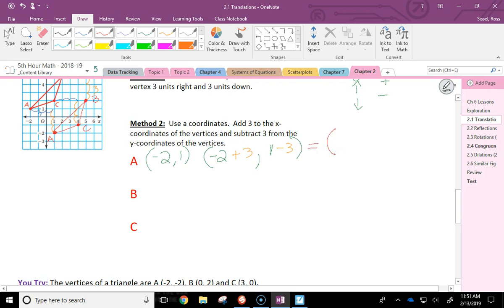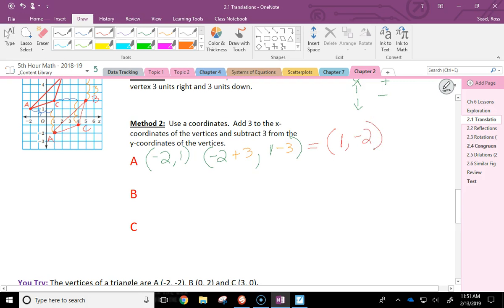Negative 2 plus 3 is 1. So my new x-coordinate should be 1. My y-coordinate was 1, and we subtracted 3. So what's 1 minus 3? Negative 2. So my y-coordinate is negative 2.